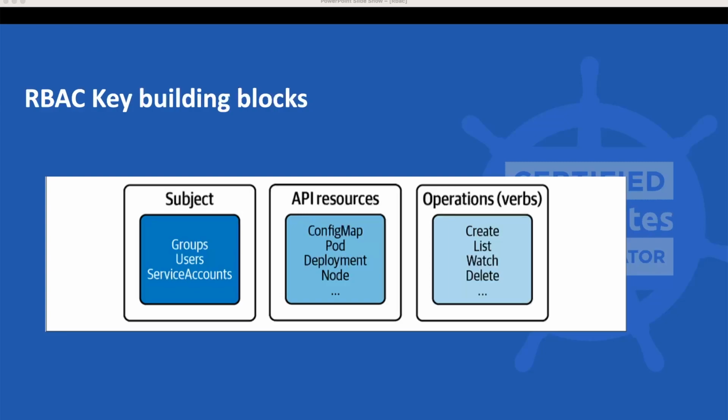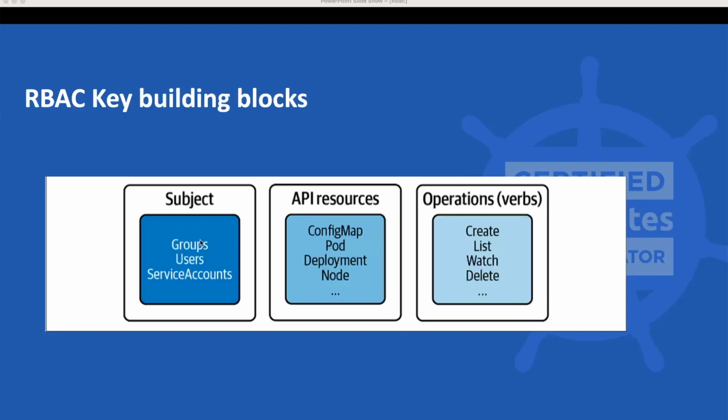Here we can see three key building blocks for RBAC. One of them is the subject, the user or process that wants to access the resources. The other one is API resources, the Kubernetes API resource types, like config map, pod, deployment, node. And the other one is operations, or verbs, the operations that can be executed on the resources, like creating a pod or deleting a service.